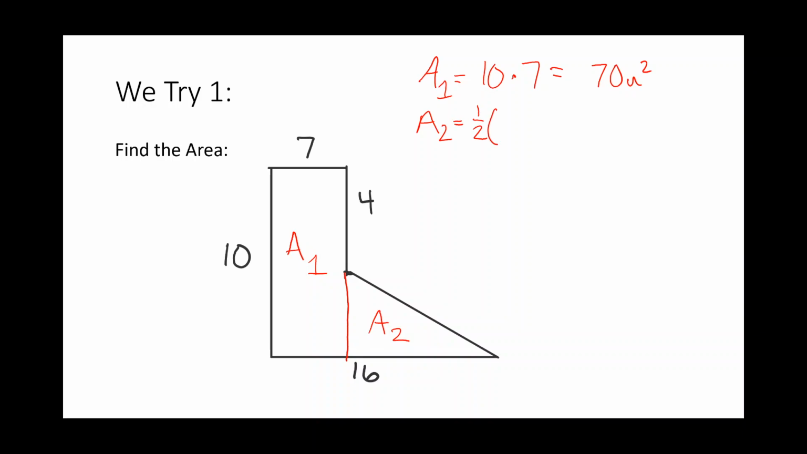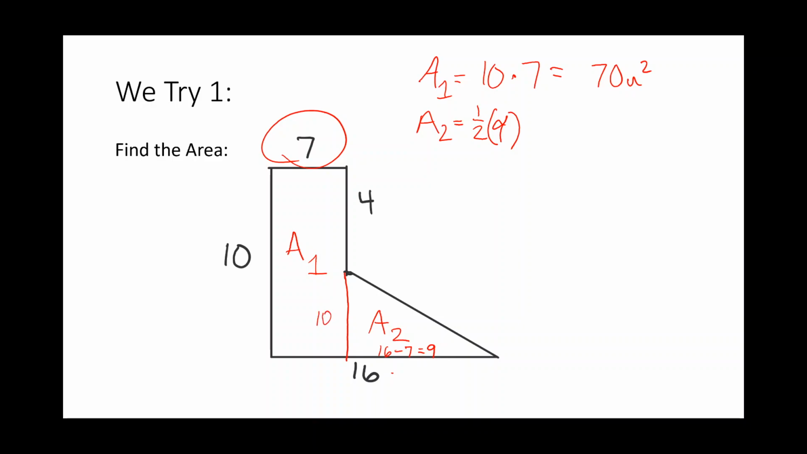To find the base, let's see, the whole thing is 16. I need to subtract the 7 that I've already used. So 16 minus 7 is equal to 9. Okay. So now I have the 9. Now I need to worry about the height.